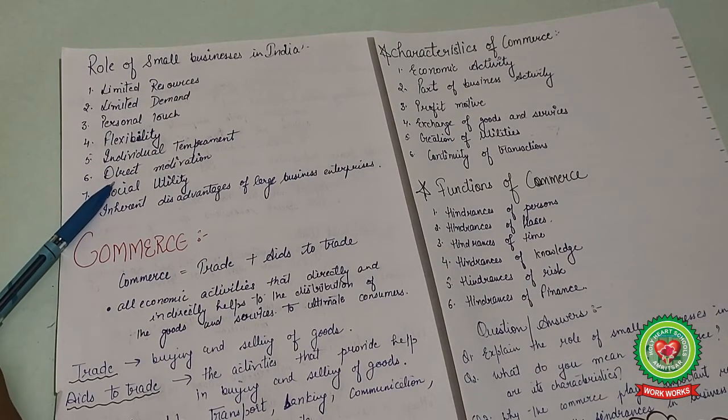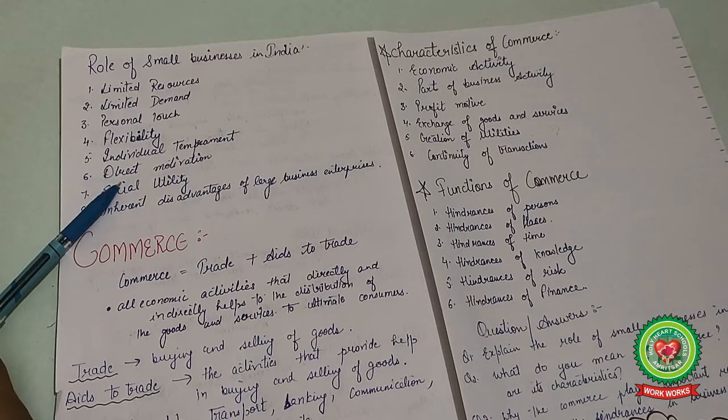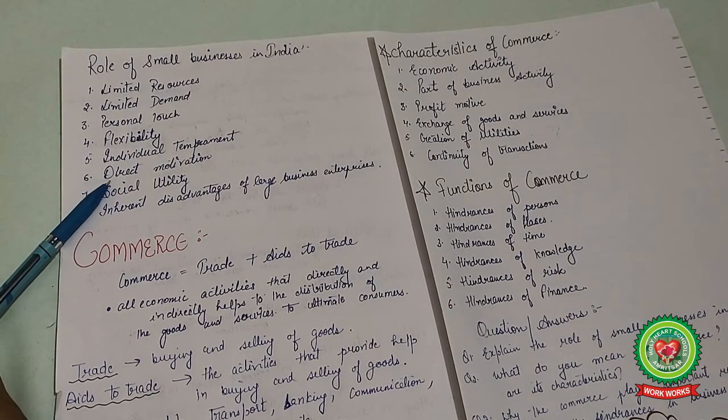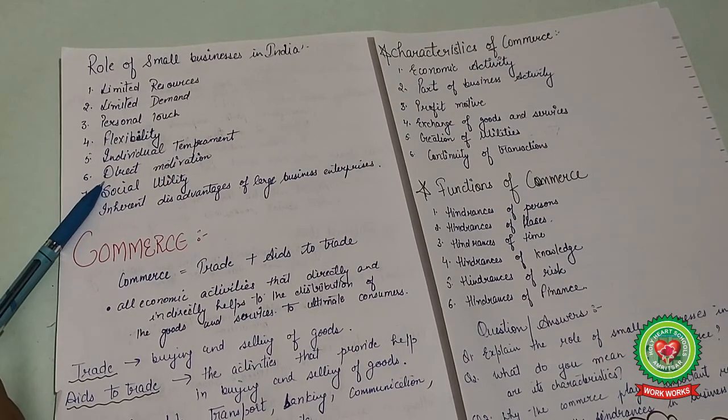Next one is the direct motivation. Direct motivation includes the initiative that the person takes or the skills that a person has, and then he goes for a work, and it needs a motivation. So if a person has a skill or the ability to work, he is automatically motivated to do that work on his own, then it is known as the direct motivation that is included in the small businesses.